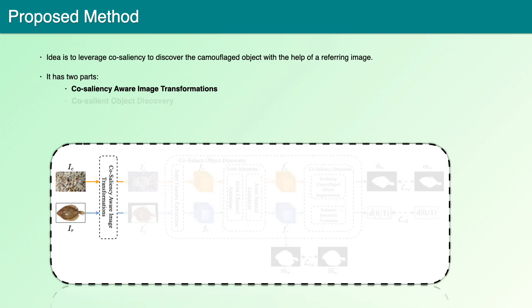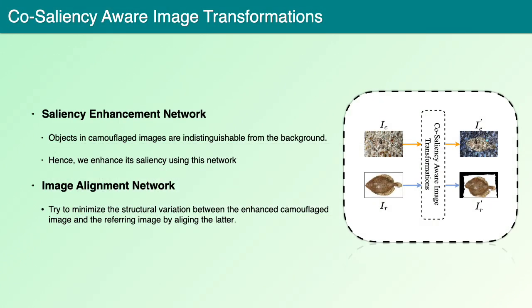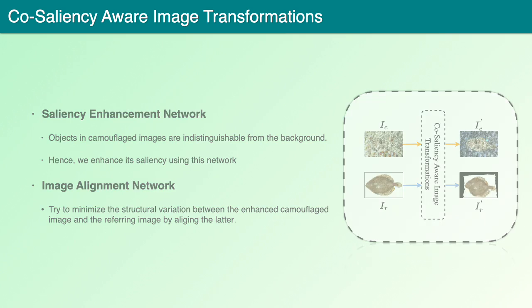We will begin with co-saliency aware image transformation. There are two transformations in this part. First, the saliency enhancement network, and second, the image alignment network. As mentioned before, objects in camouflage images are indistinguishable from the background, so we try to enhance the camouflaged image using the saliency enhancement network. Further, we have tried to minimize the structural variation between the enhanced image and the referring image by aligning the latter. We will be seeing further explanation on these two in upcoming slides.